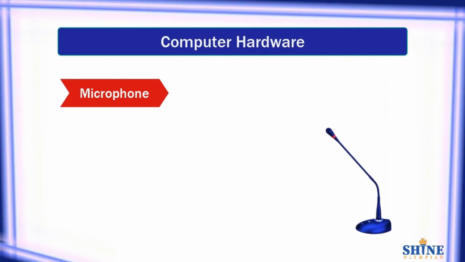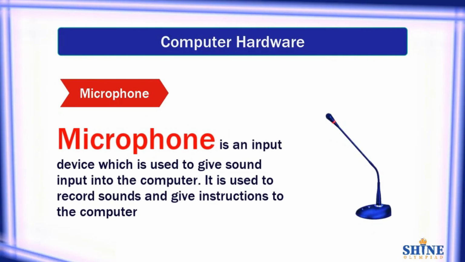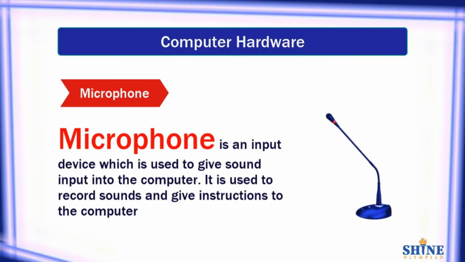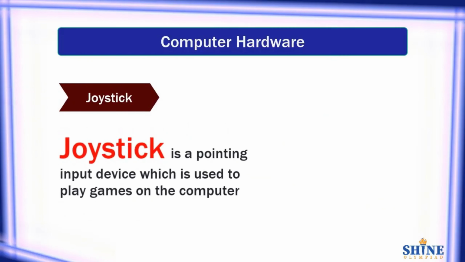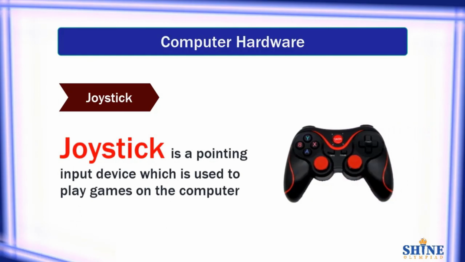Microphone. Microphone is an input device which is used to give sound input into the computer. It is used to record sounds and give instructions to the computer. Joystick. Joystick is a pointing input device which is used to play games on the computer.